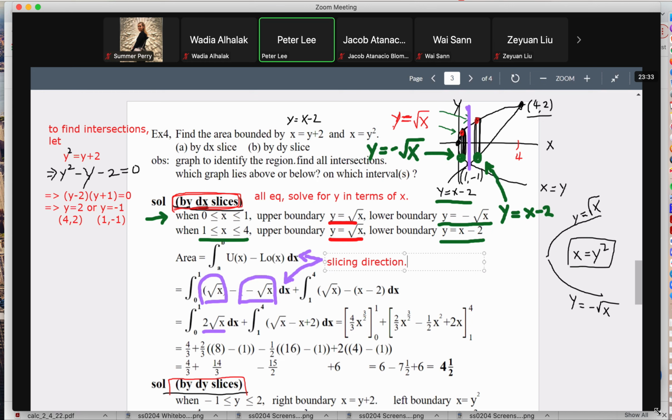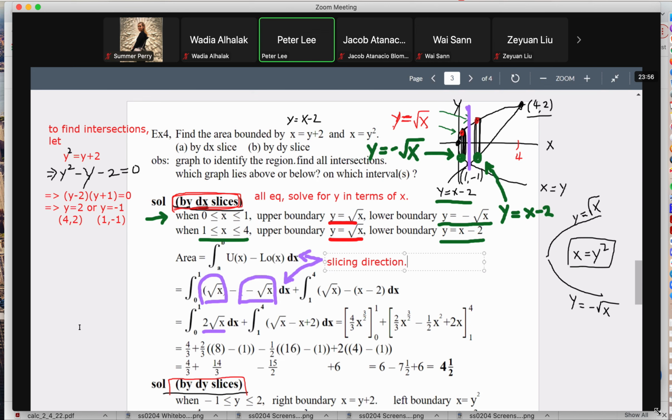Okay, now we will discuss the dy slices. And as you will see, the dy slices is actually easier. I think the students like dx slices. When it's dy slices, the students hate this, and that's because the students are not used to it. But for this problem, example 4, the dy slicing is actually going to be easier.